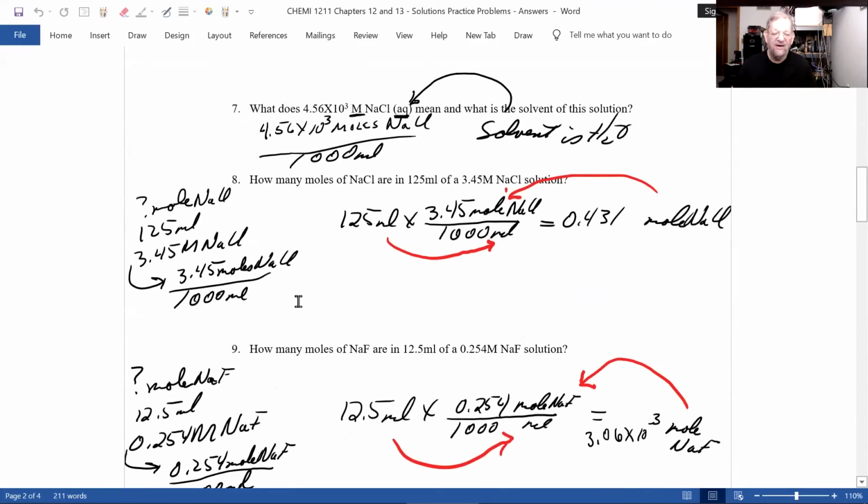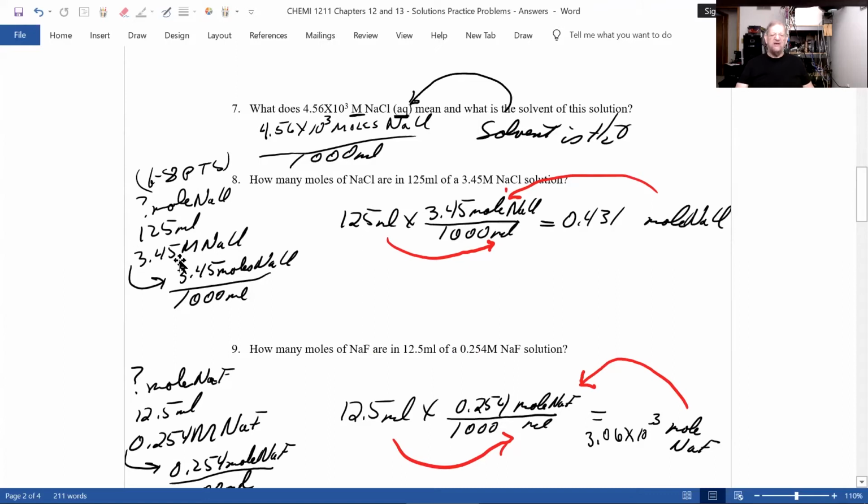All right, now let's look at some of the problems. Let's look at number 8. And the question is, how many moles sodium chloride are in 125 milliliters of a 3.45 capital M NaCl solution? So the first thing you should do, what are you being asked to find? How many moles sodium chloride? What are you given? 125 milliliters. What else are you given? Well, this number, 3.45 with a letter, capital M, then a formula.